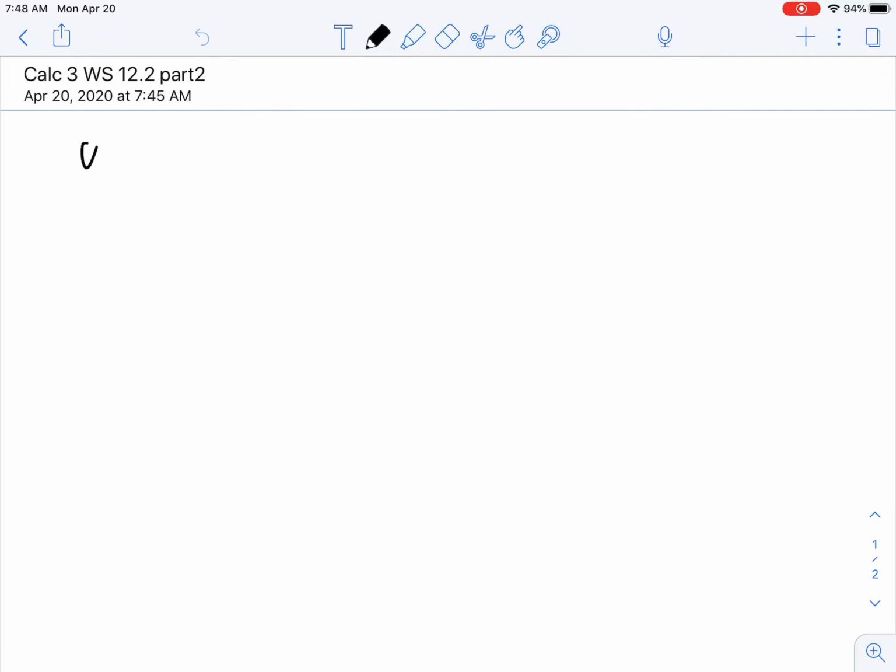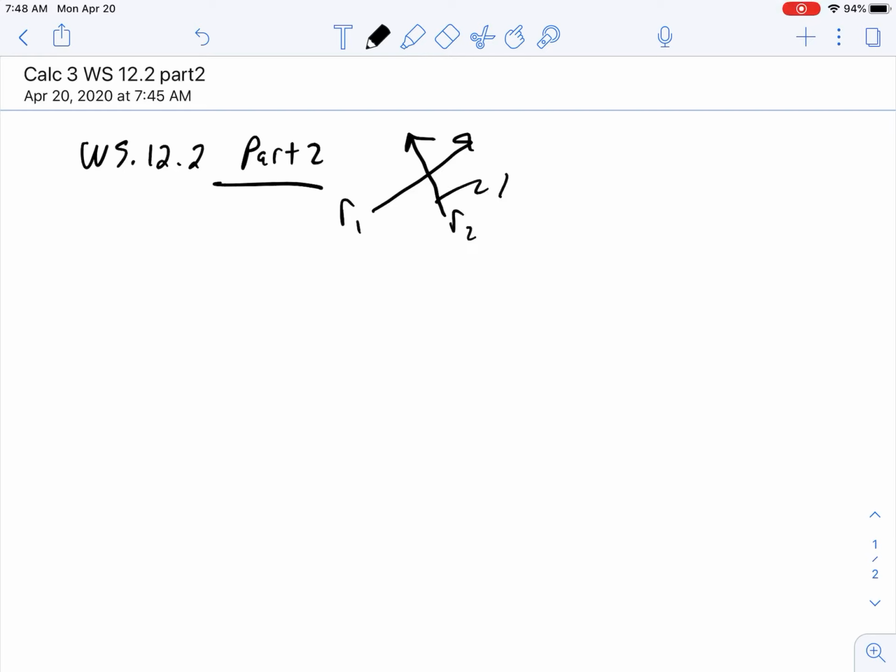All right, so this is again for worksheet 12.2, but this is now part 2. Determining where two lines will intersect, so R1 and R2, and trying to figure out time 2 for when they'll be at this location, and time 1 when this equation will be there. And then determine whether or not they will intersect, so whether or not they're going to crash or not.